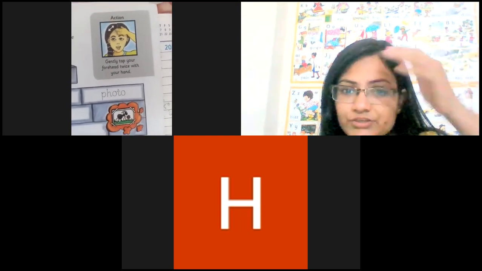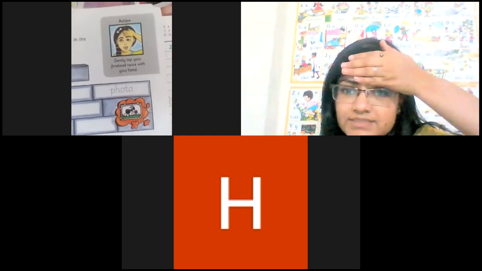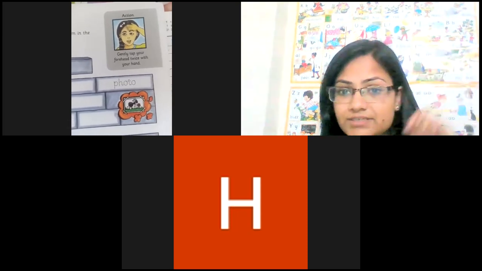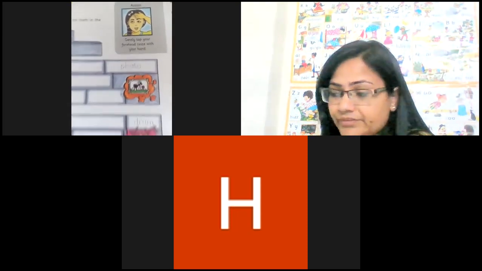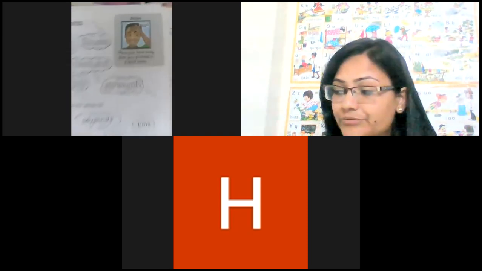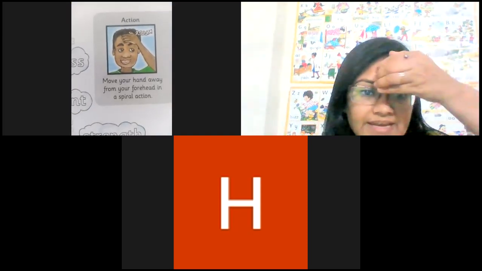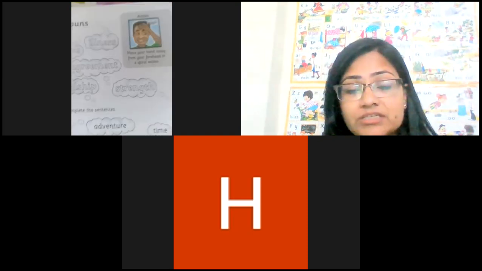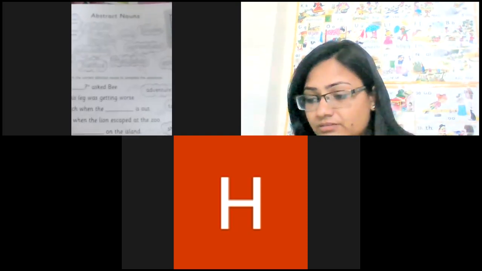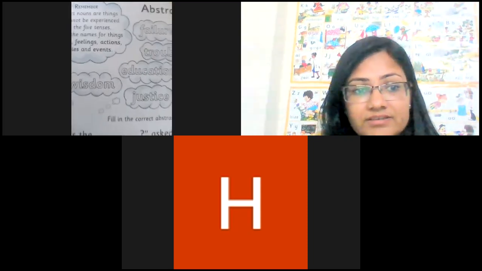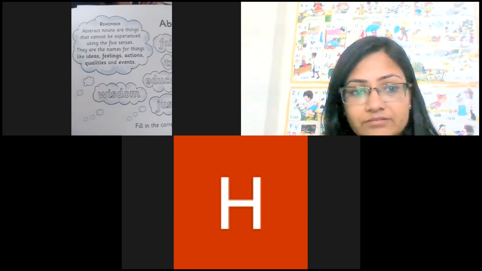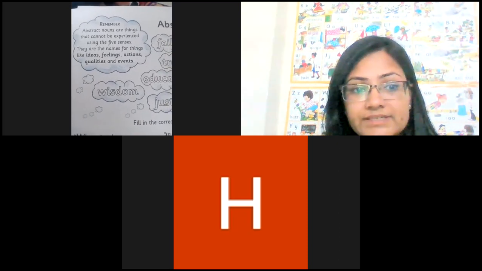So we did common noun like this and proper noun like this. This is concrete, when we are tapping twice. Then we have abstract noun, and the action is to move your hand in a spiral action. What is an abstract noun? Anything which you cannot see. That can be any idea, feeling, action, activities, events.